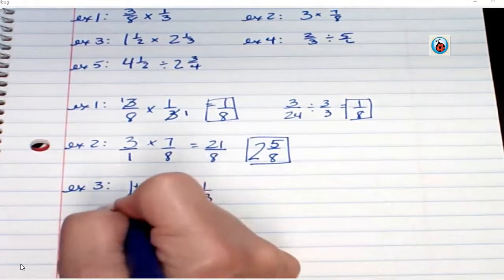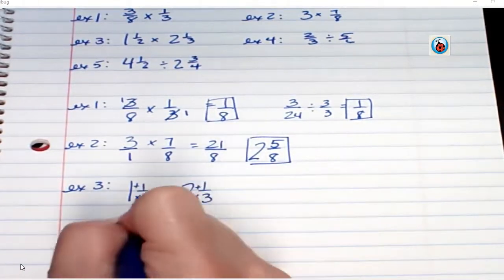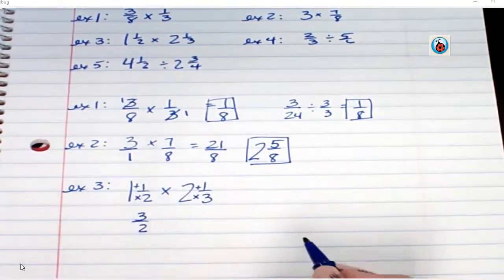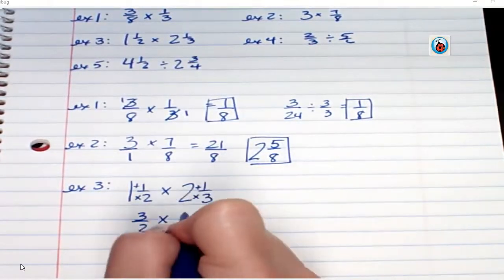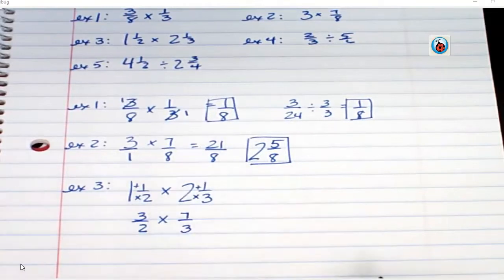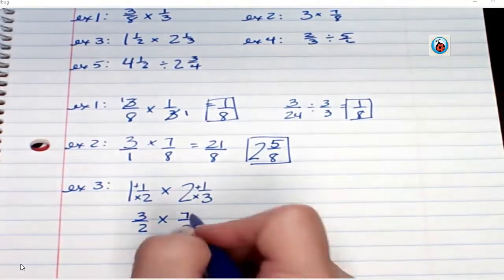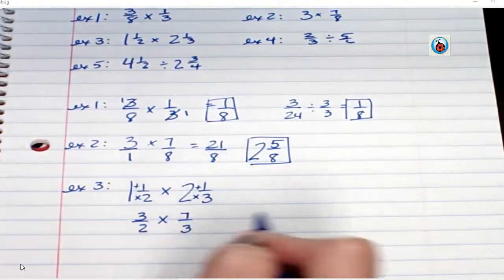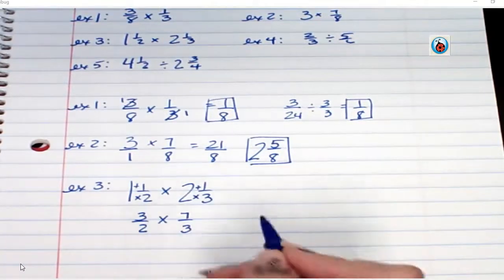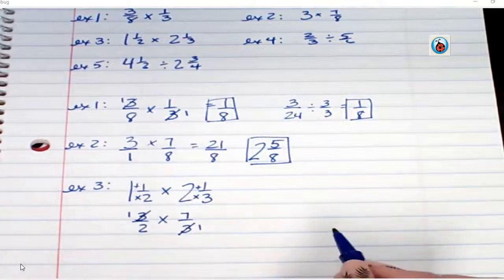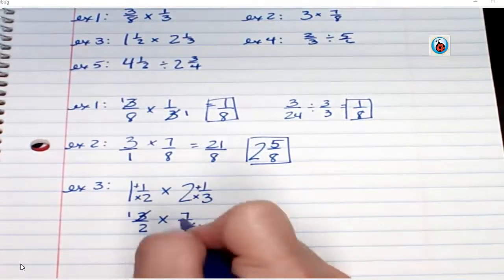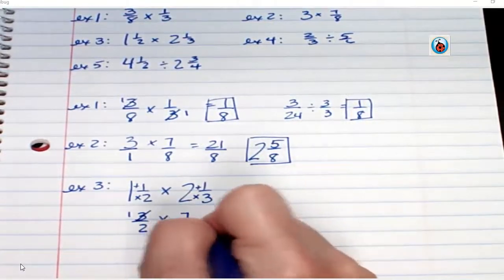2 times 1 is 2, plus 1 is 3 halves, times 3 times 2 is 6, plus 1 is 7 thirds. From here, I can multiply across and then reduce, or I can reduce now. 3 goes into 3 once, 3 goes into 3 once. 2 doesn't go into 7 equally, so I can't reduce there.